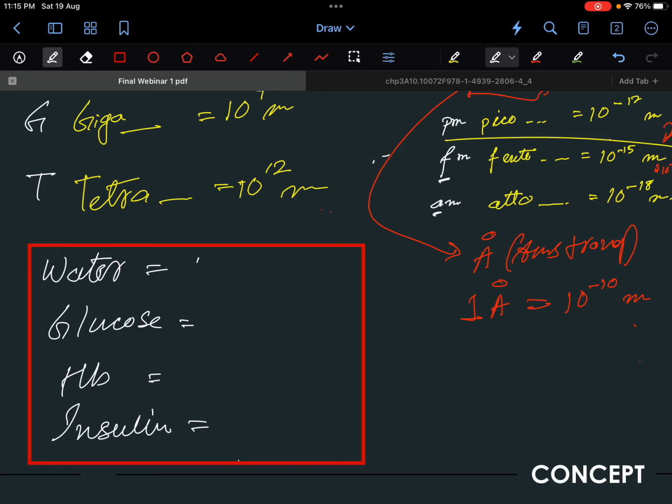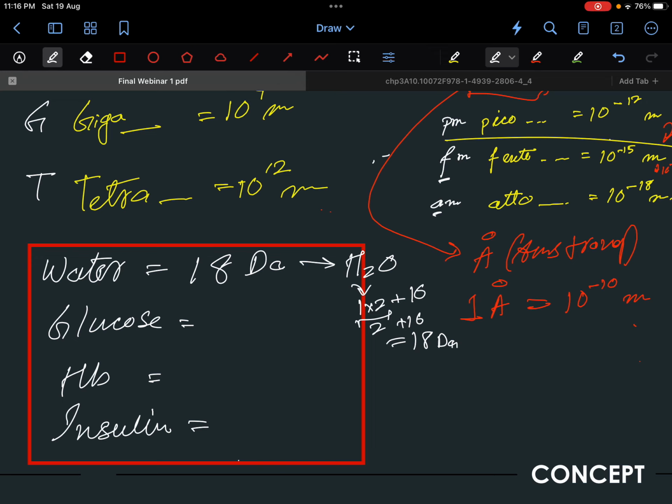That is 18 Dalton, and it is very simple to calculate. The water formula is H2O. The molecular weight of H is 1, so 1 into 2, as there are 2 hydrogens, plus oxygen's molecular mass is 16, so 2 plus 16, that is 18 Dalton. Okay, and you can also calculate for glucose.